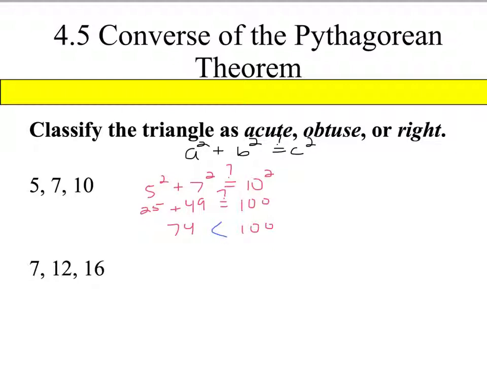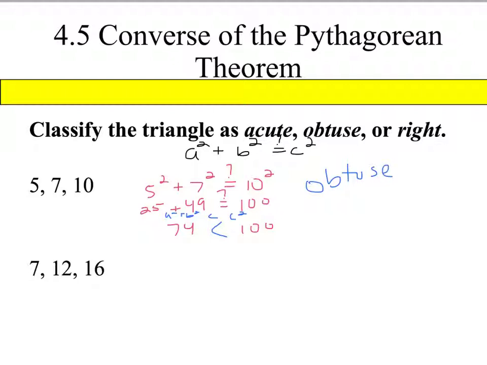So what are we talking about? Well, we know that a squared plus b squared is less than c squared. So looking at your notes, it was opposite before, but now a squared plus b squared is less than c squared, which means this is an obtuse triangle because c squared is larger than a squared plus b squared.